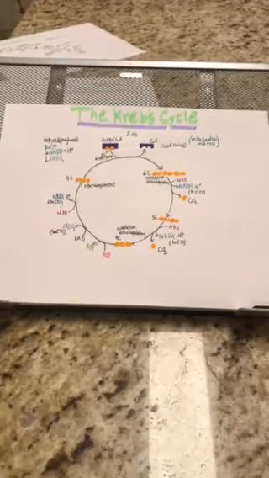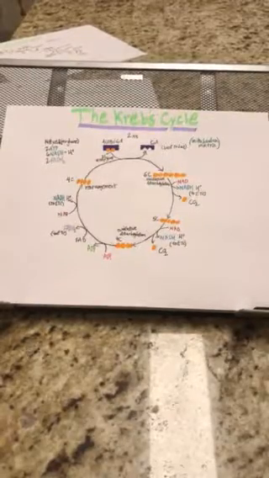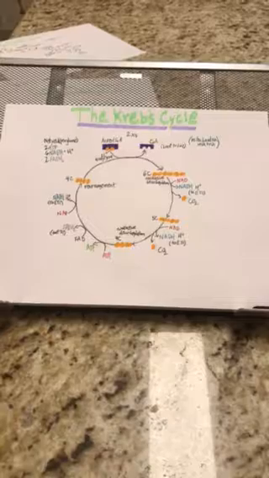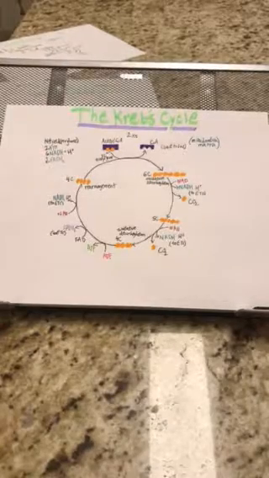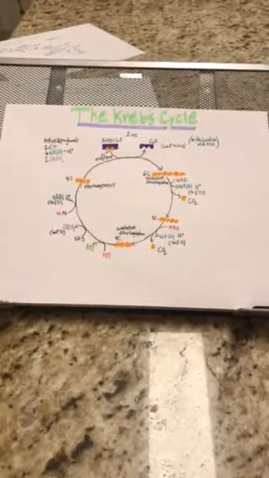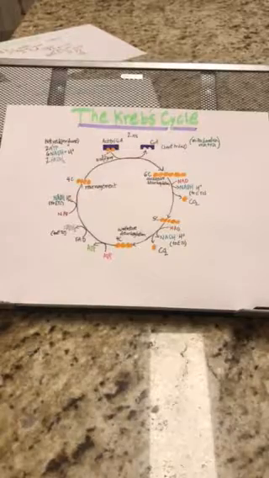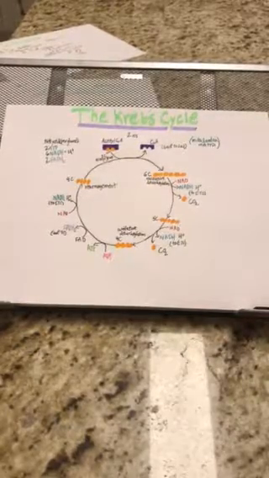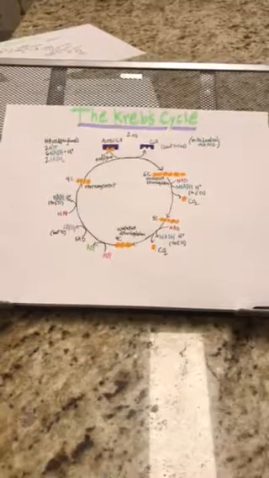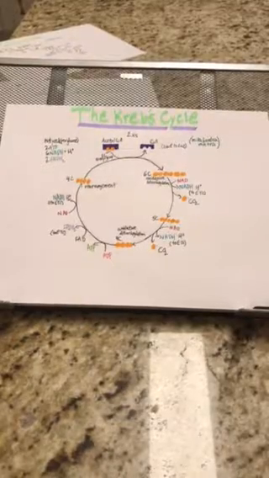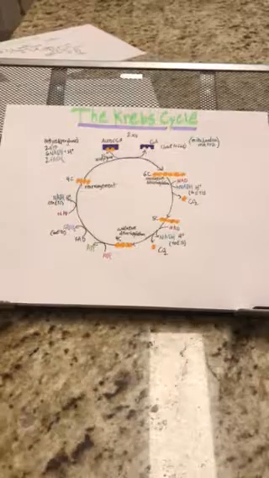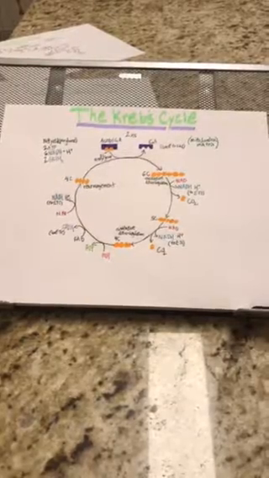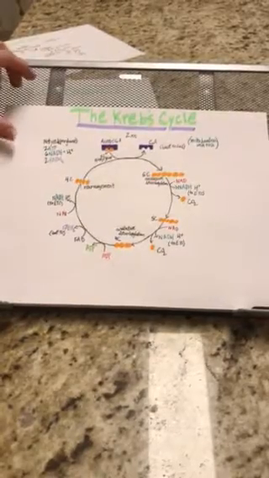The net yield of products per glucose that undergo the Krebs cycle is 2 ATP, 6 NADH plus a proton, and 2 FADH2. This is the case because each of the 2 pyruvates form 2 acetyl-CoAs during the link reaction. So each acetyl-CoA goes through the Krebs cycle. Following the Krebs cycle is chemiosmosis.